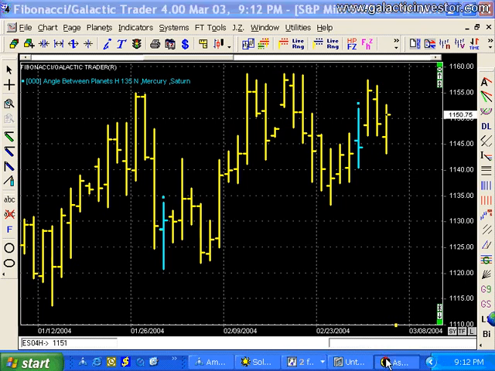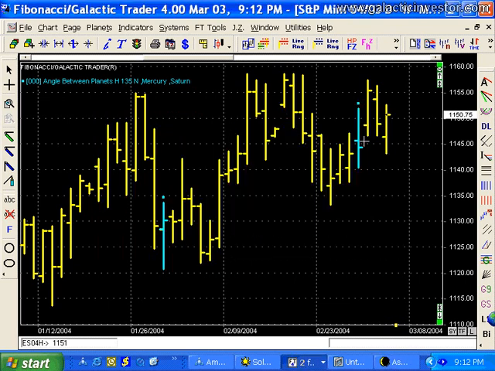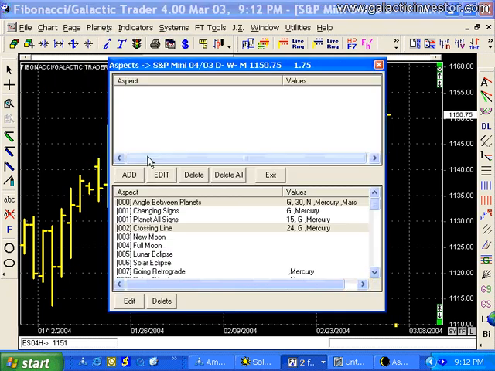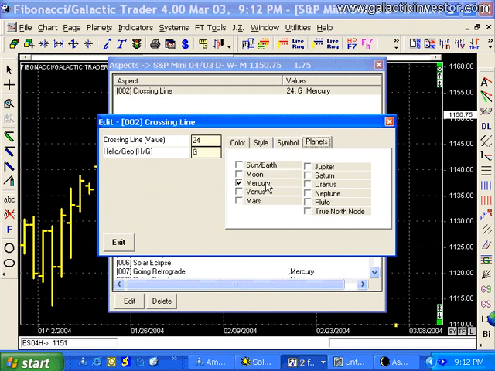Now, the other aspect on this day was heliocentric Venus crossing the 24. So what we're going to do now is put the Venus 24 lines on. So let's delete the aspect. Let's go to aspects and add crossing the line to our indicators and change it to Venus. And then we're going to change the G to H for helio.